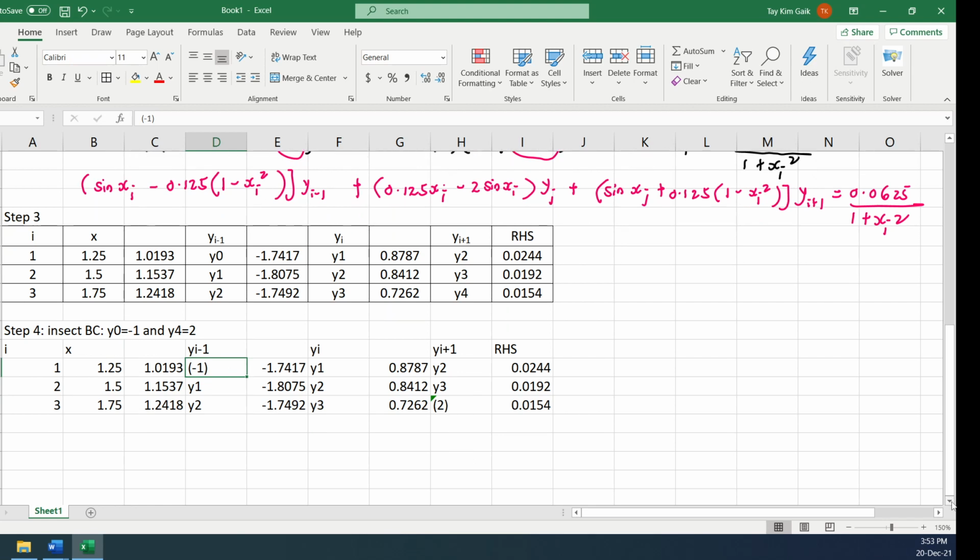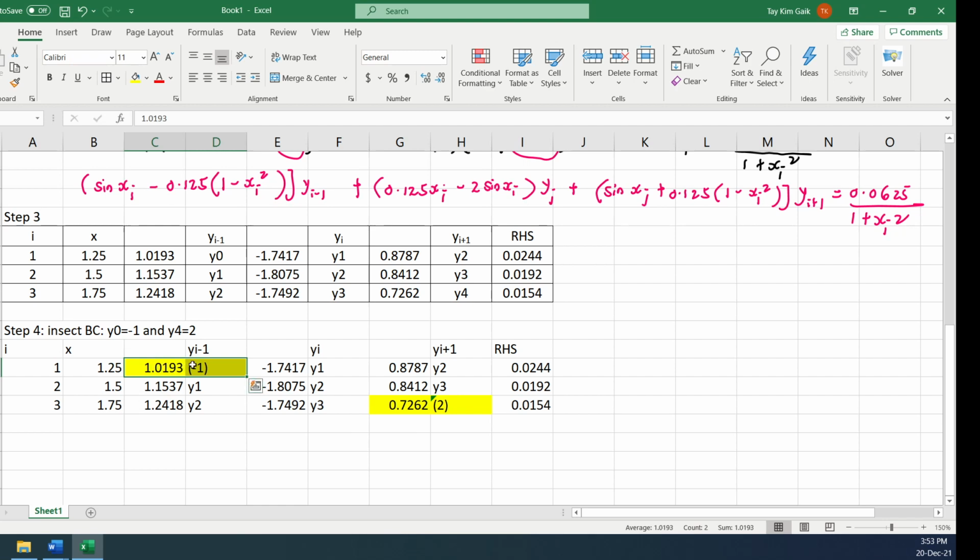Okay, and so from the step 4 is actually you have 1.0193 times negative 1. So this is a constant value you should bring to right hand side. Okay, and then 0.7262 times 2. This one also, these two cells are a constant value. Which means this is actually 1.0193 multiplied by -1. So constant value, collect to right hand side. This one is 0.7262 times 2, a constant value. You should collect it to right hand side.